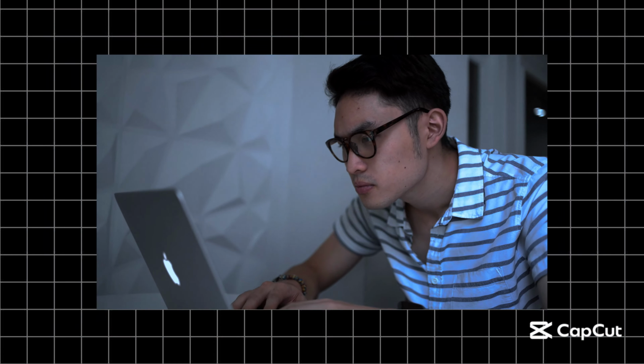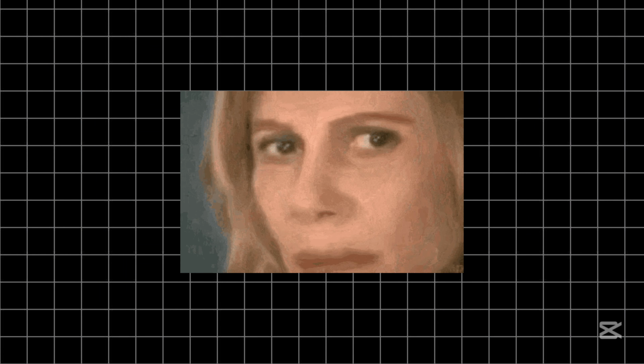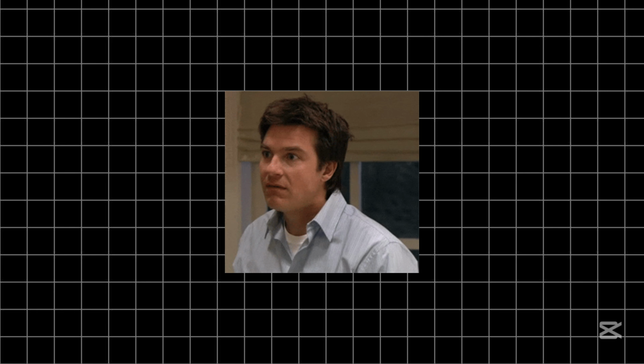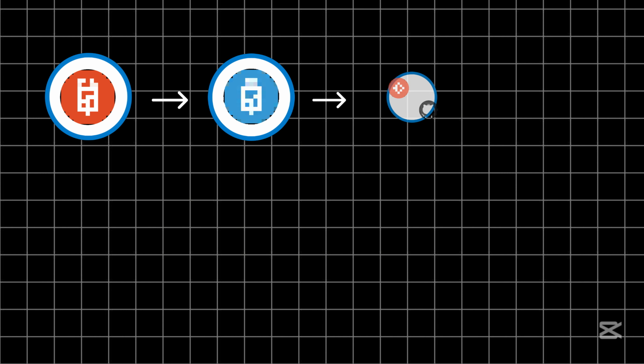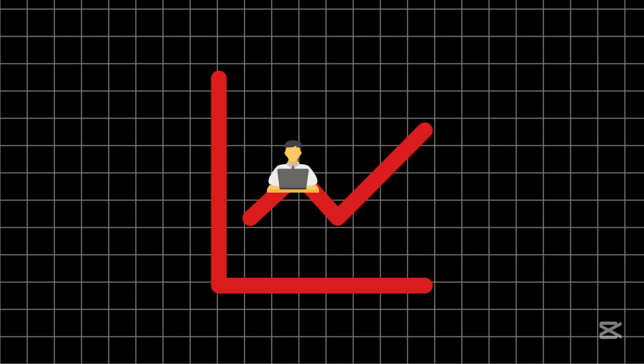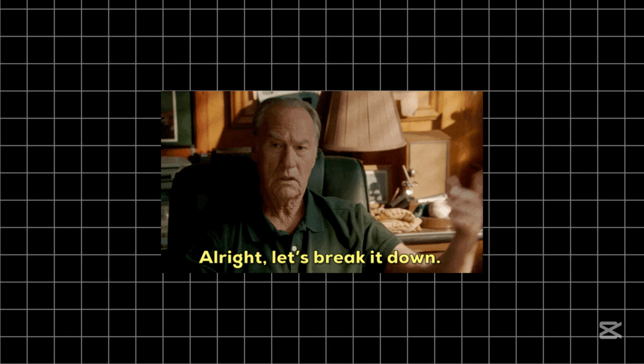So, you want to become a web developer but don't know where to start? Maybe you've tried tutorials, but everything seems overwhelming? Don't worry, I've got you covered. Today I'm giving you a step by step roadmap that will take you from absolute beginner to professional web developer in just 9 months. Stick around and let's break it all down.